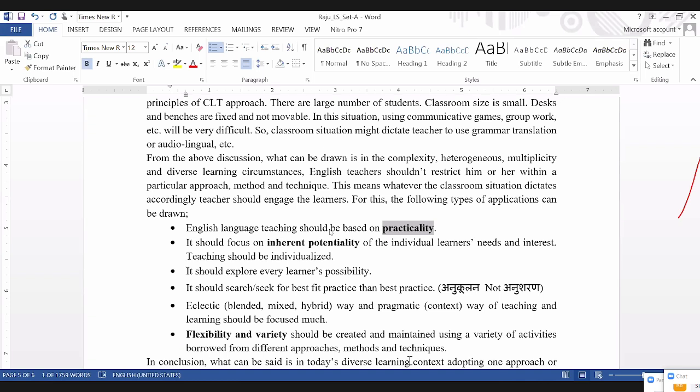Real world link should be there, bringing the outside world inside the classroom. Inherent potentiality would focus on what is possible, the learners' possibility, which we try to explore.